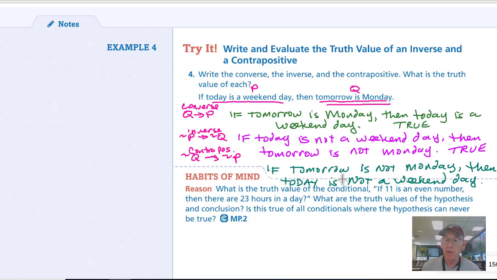So if today is Saturday, then tomorrow is not Monday. That fits because tomorrow would be Sunday. But today is a weekend day. That causes this to be a false statement, because I can think of a counterexample. Today could be Saturday, which would fit the first part, but cause the second part not to work.